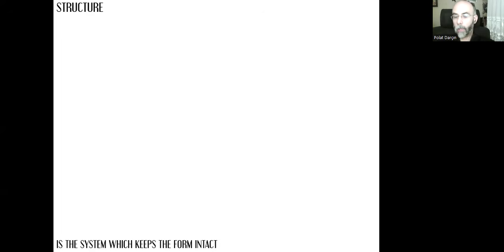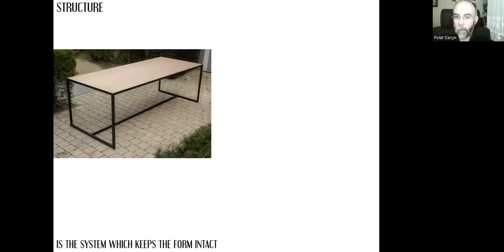The structure, we can define it in these simple terms. It's the system which keeps the form of an object, any object, intact. Without this structural system, the form of an object will not hold and it will be deformed, such as this table.